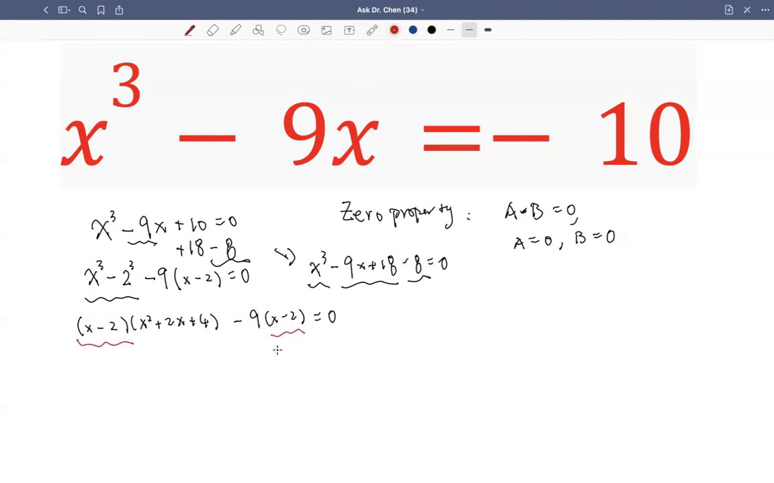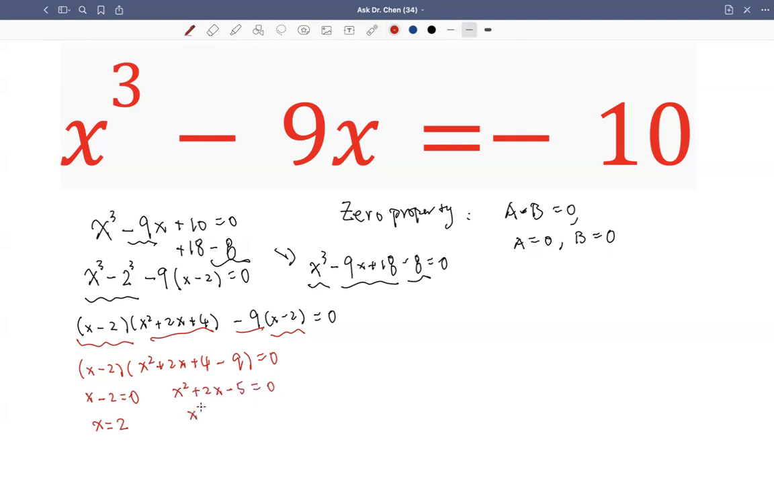So this is a crucial step in solving equations like that. Then x minus 2 is a common factor, so we factor it out. Then we have x squared plus 2x plus 4 from here, then -9. Well, then by the zero property, x minus 2 might be 0. So we get x equals 2. And then this one, we simplify, we have x squared plus 2x minus 5 equals 0.